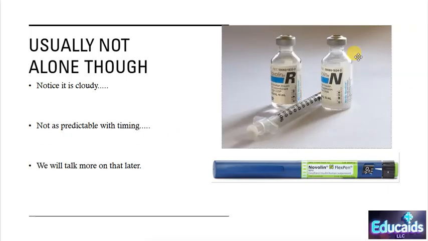All right, so that Novolin N, the intermediate acting insulin I was just telling you about, is usually mixed with something, so it's usually not alone. Notice that it's cloudy. It's not as predictable with the timing, and we just talked about that. Sometimes patients will get an injection of either Novolin R or the Novolog combined with the intermediate acting stuff. If you're going to give them a shot of both, just draw it up in the same syringe. However, you're always going to want to draw up clear before cloudy, and that'll make more sense a little bit later.